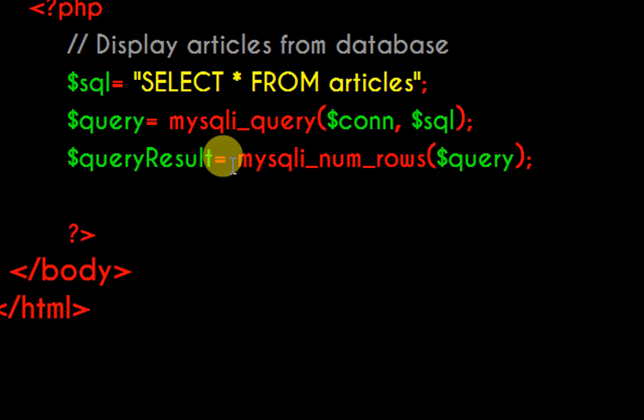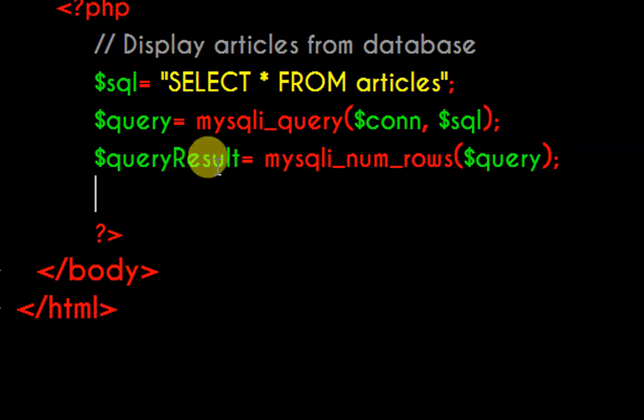So what we actually did right here was, first of all, selected all from the articles table in our database, and then we actually ran the query by using the mysqli_query connected to a database. And then the next thing we did was to use the results, query result, and then we say mysqli_num_rows. So what this actually does is it checks the number of results we get in a row.